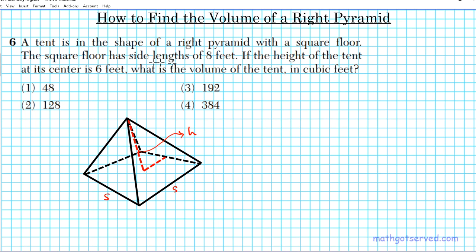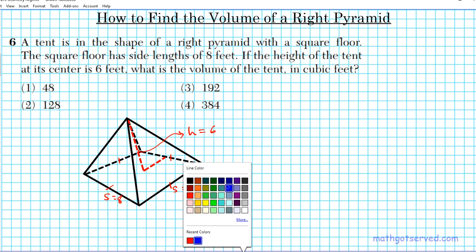In this problem, we're told that the square floor has side lengths 8 feet. So this is 8, and it's 8 all around because all four sides are congruent. That's what a square is. My sketch is horrible, it doesn't look like a square, but that's a square, right? And then the height of the tent at its center is 6 feet, so h is equal to 6.